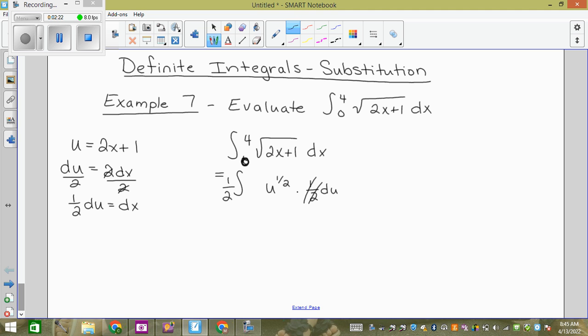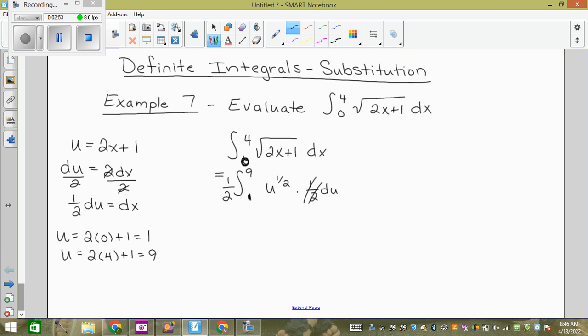So I'm going to go down here and say u equals, and plug in the first one, 0. 2 times 0 plus 1. So it's actually 1 when x is 0. So I put a 1 down here. And then I'm going to plug in the 4. u equals 2 times 4 plus 1, which is 9. And I'm going to put a 9 up here. Do you see how I have to get the corresponding u's that go with the x's? That's the only extra catch.